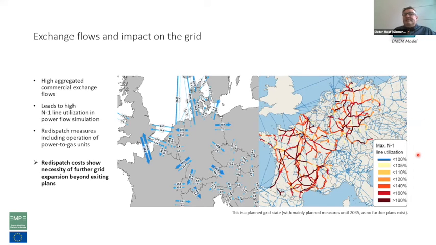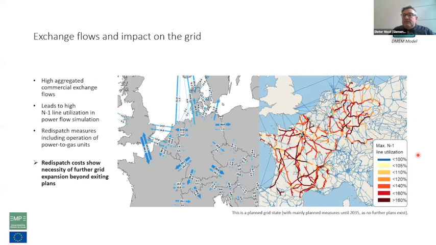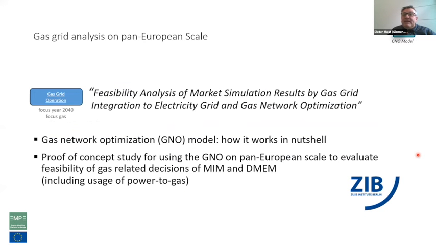So there are no further plants existing. What we get out of this is all the operation of the power plants and so on, and then we can go to the next step. We say, okay, we have a model of the gas grid. The power plants are using gas, and we still have gas heating and so on.